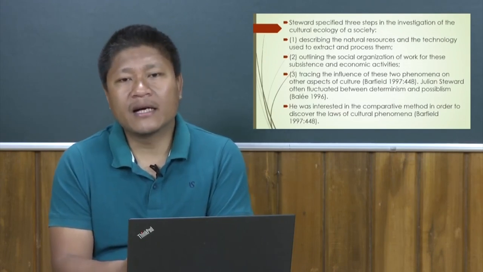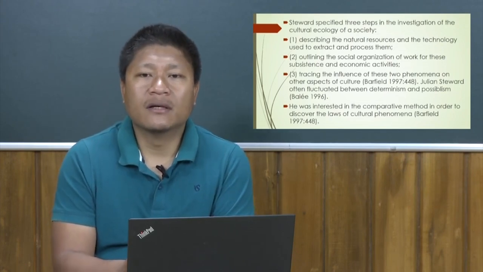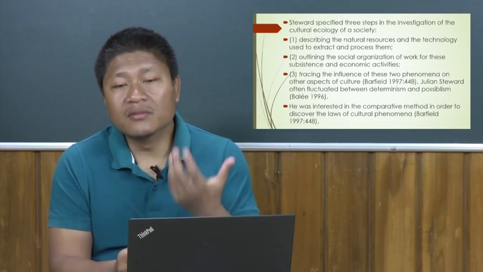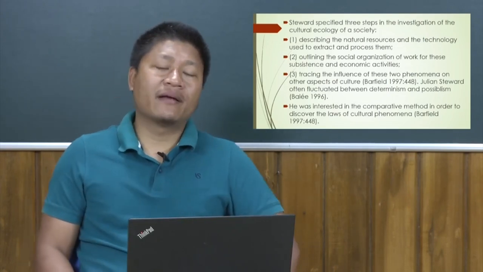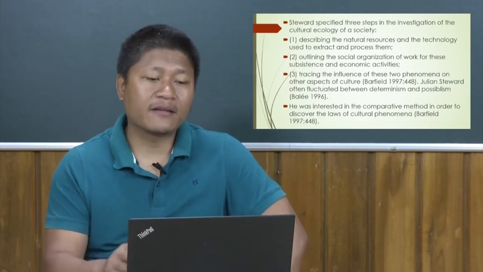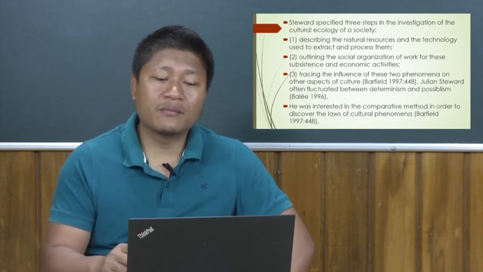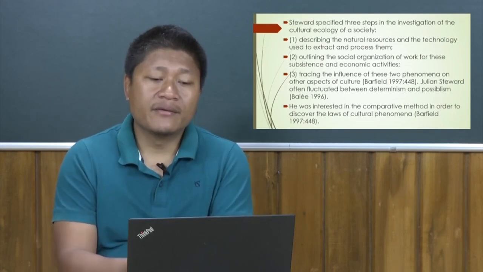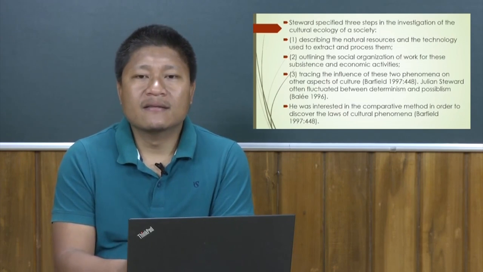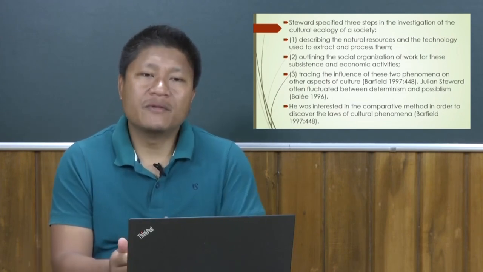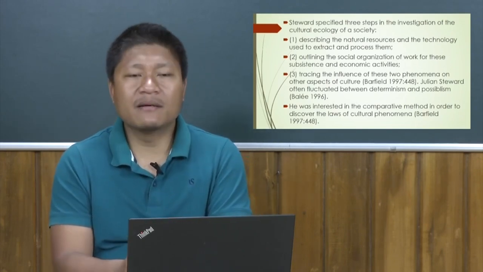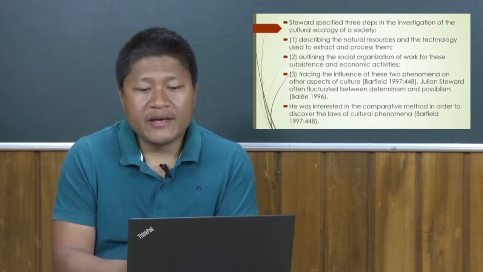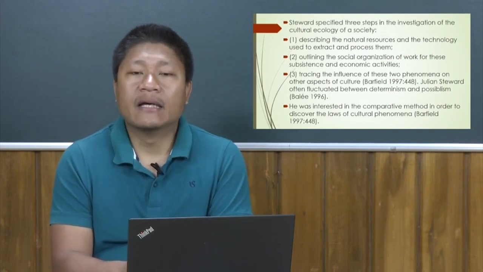Now, in his study, he engaged in three particular investigations of cultural ecology. The first is describing and understanding the natural resources and the kind of technology which was used to extract and process them. Why is technology important in the context of extracting or rather exploiting the resources? Because technology determines how well a community is able to use the resources sustainably or not. And secondly, he also outlined the social organization of work for the subsistence and economic activities.